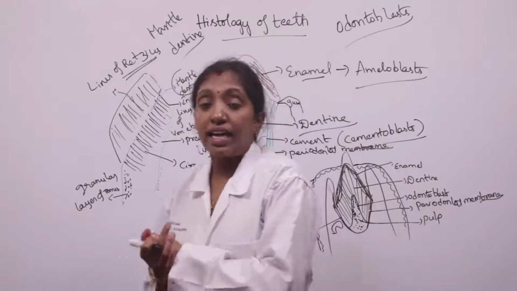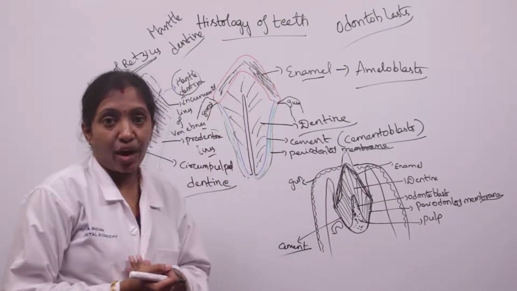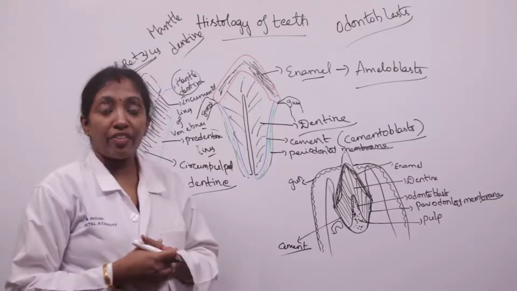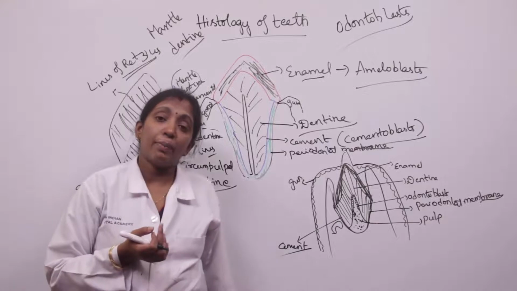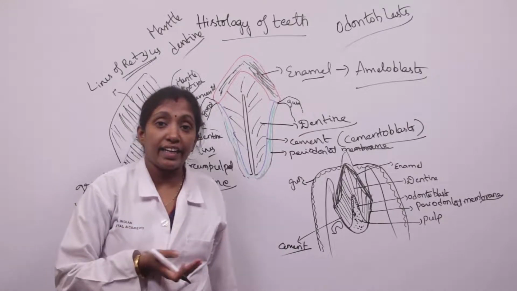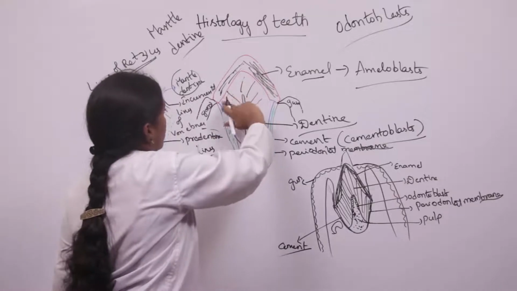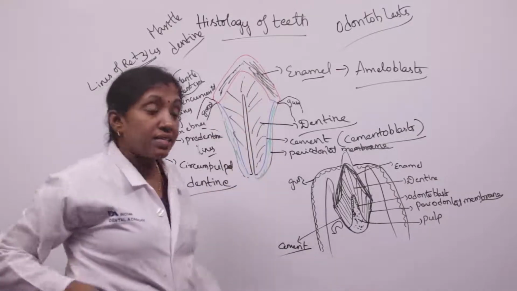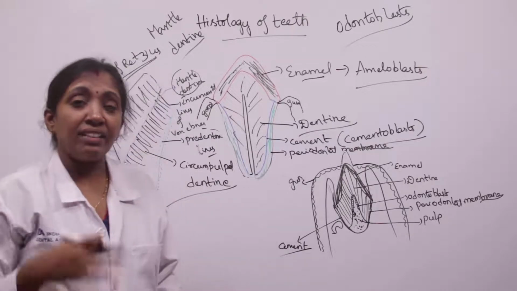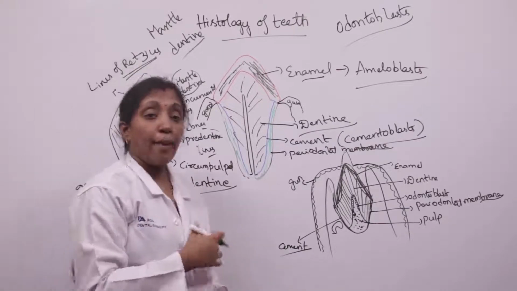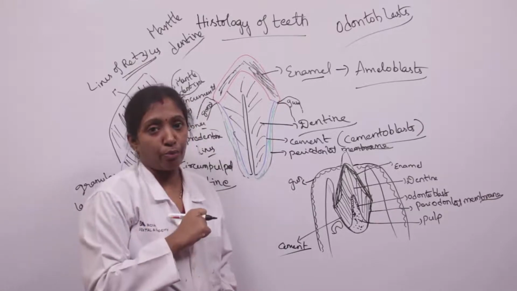So the tooth consists of an upper part above the gum, which we call the crown, and the lower part below the gum, which we call the root. The greatest part of the tooth is made up of a hard substance called dentine. In the crown region, the dentine is covered by a layer of the hardest material called enamel, and this enamel is formed by ameloblast cells, layer by layer, like the ossification of bone.